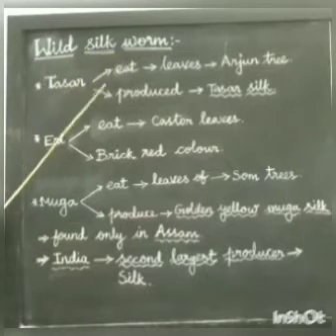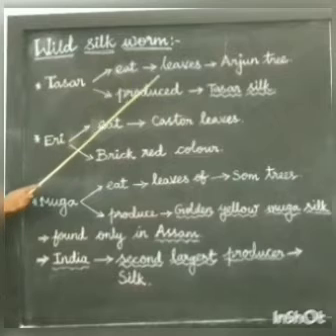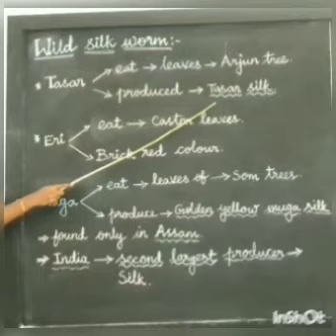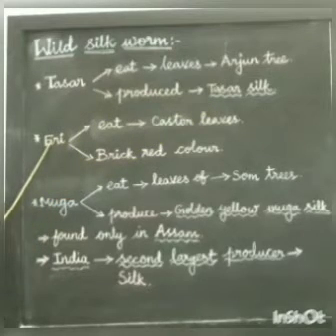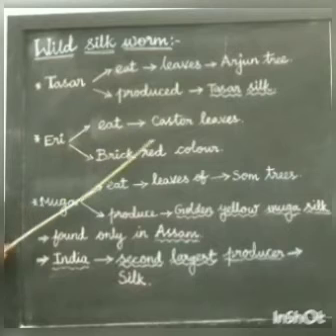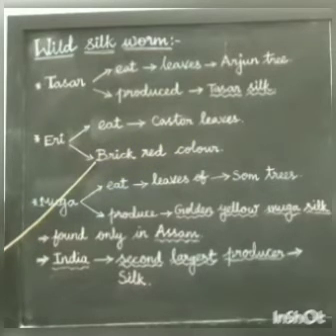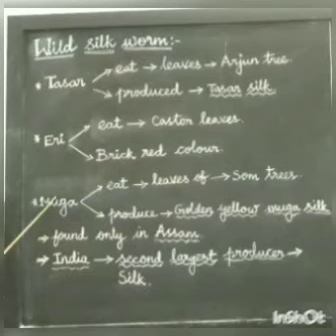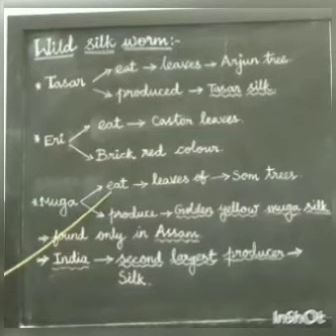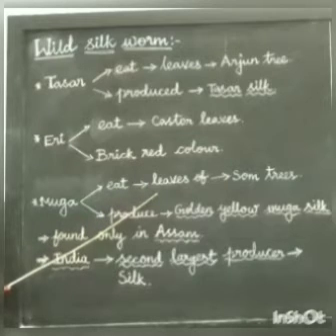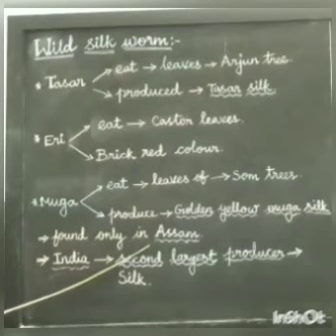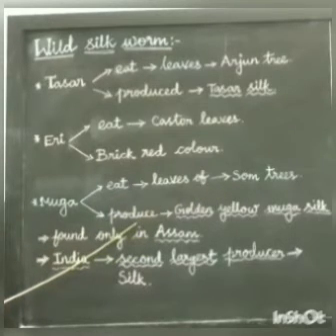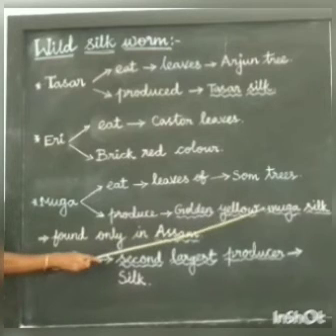The tassar silkworm mainly feeds on leaves of arjun trees and produces tassar silk. Next, eri silkworm. Eri silkworms feed on castor leaves to produce brick red colored eri silk. Third one, muga silkworm. Muga silkworm is found only in Assam. It feeds on the leaves of some trees and produces lustrous golden yellow muga silk.